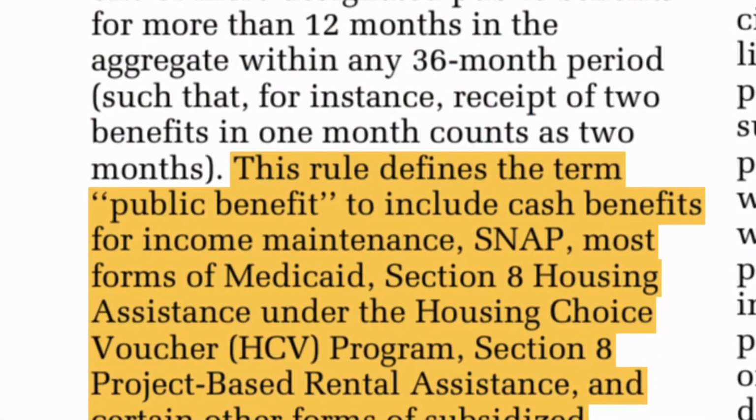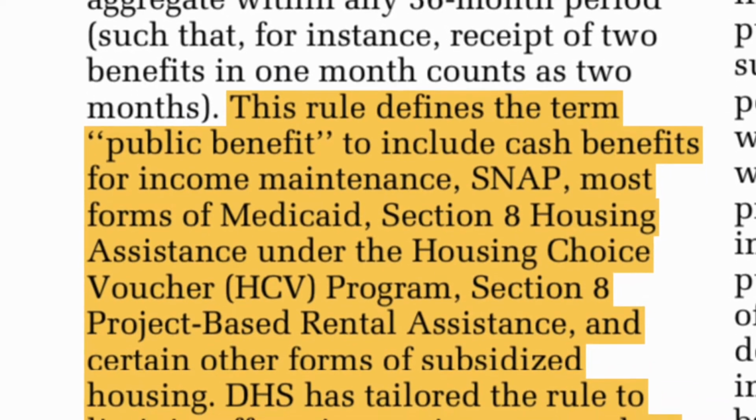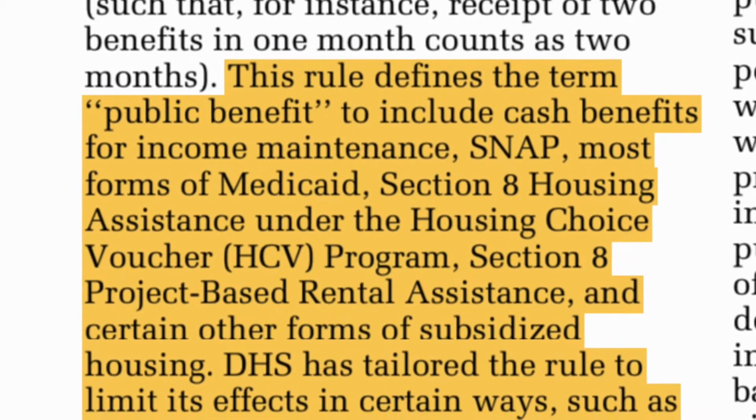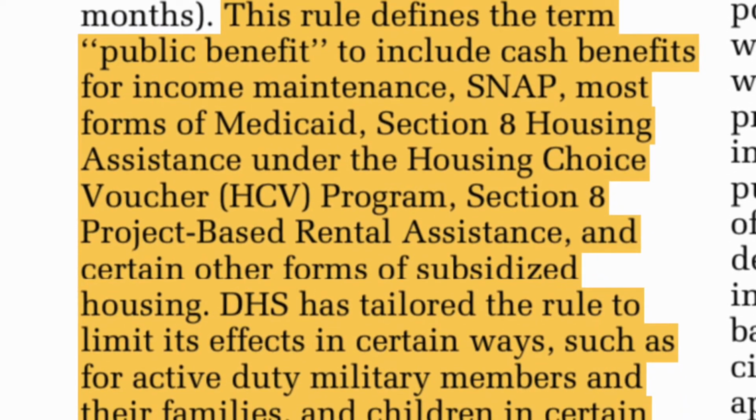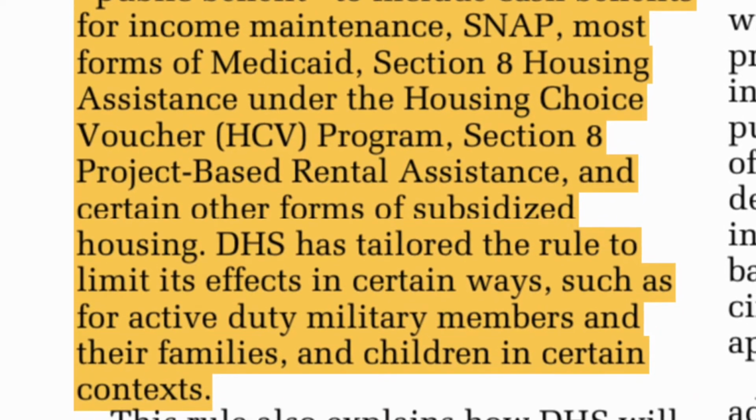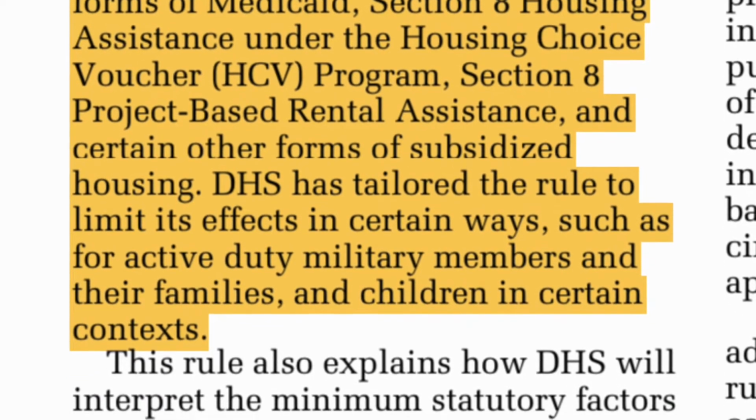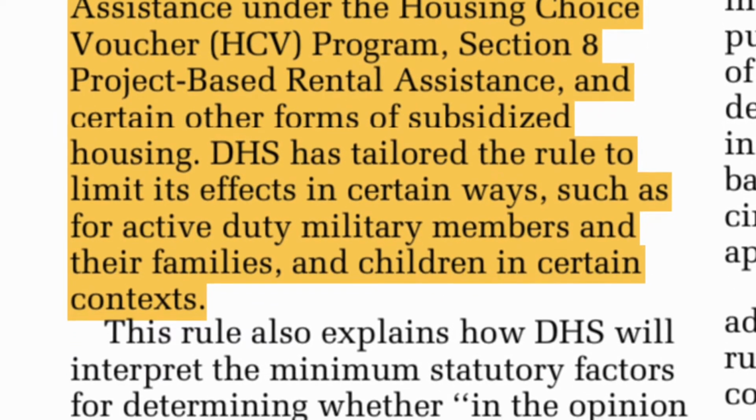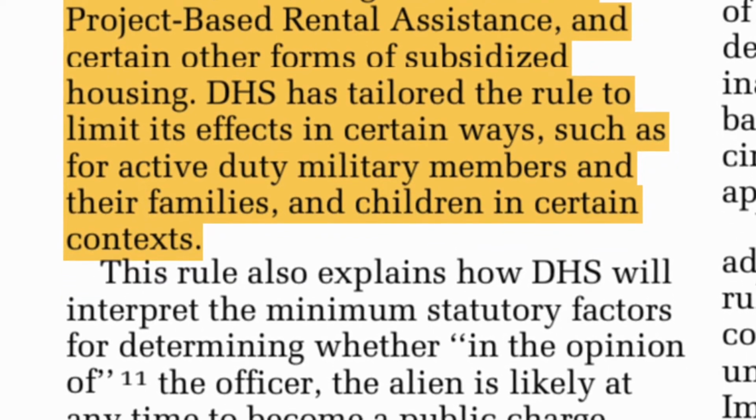This rule defines the term public benefit to include cash benefits for income maintenance, SNAP, most forms of Medicaid, Section 8 housing assistance under the Housing Choice Voucher Program, Section 8 project-based rental assistance, and certain other forms of subsidized housing. DHS has tailored the rule to limit its effect in certain ways, such as for active duty military members and their families and children in certain contexts.